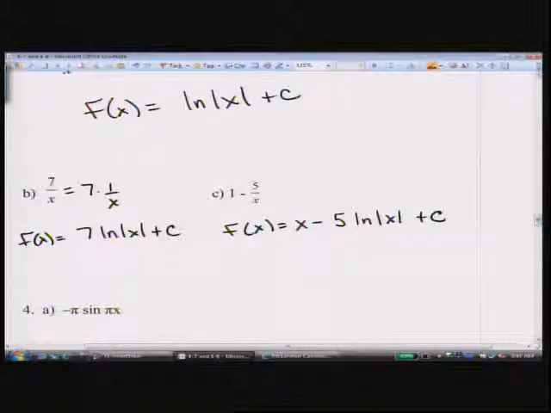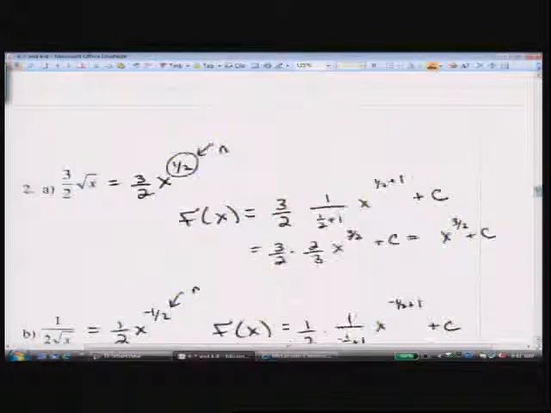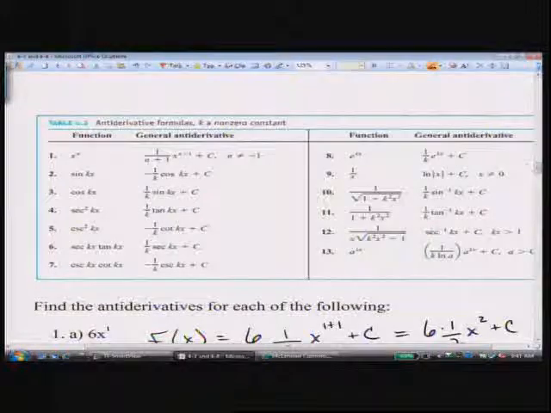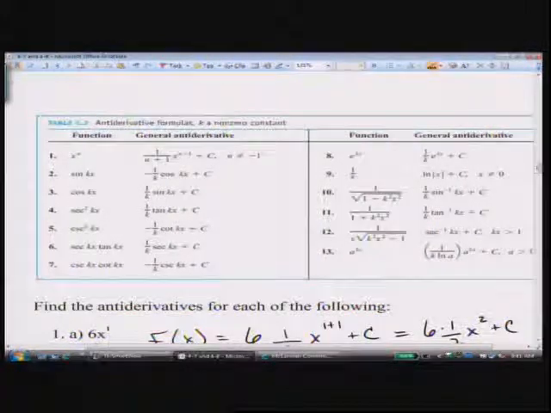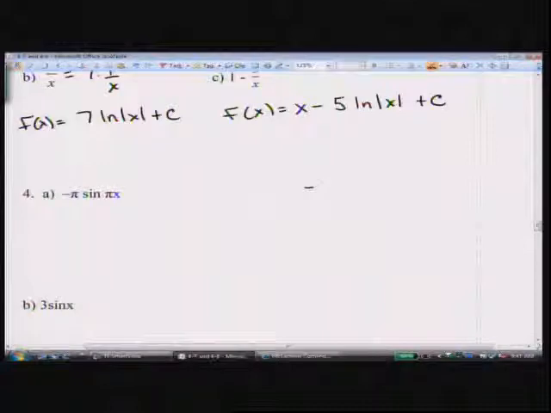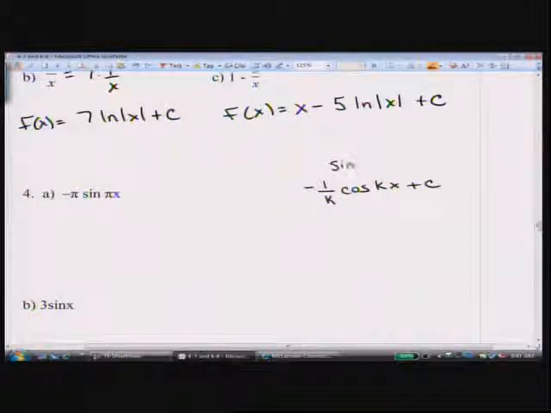All right, well, what about the sine function? Well, yeah, we have a rule for the sine function. The antiderivative of sine kx is negative 1 over k cosine kx plus c. So if the sine of kx is f of x, then your general antiderivative, big F of x, is this. Okay. K is the constant in front of the x. So here our k is pi.